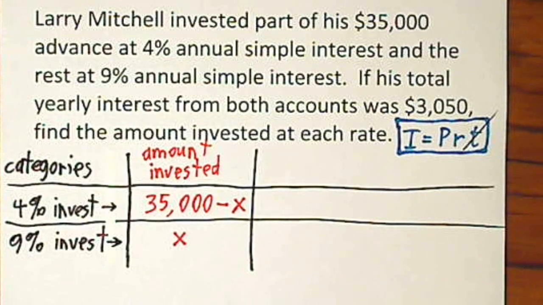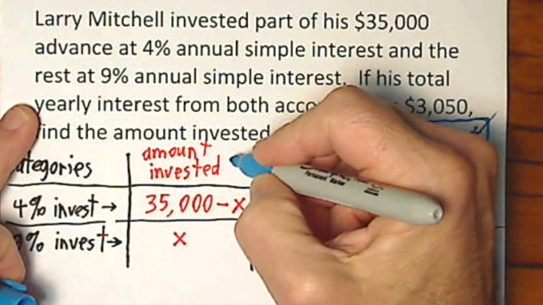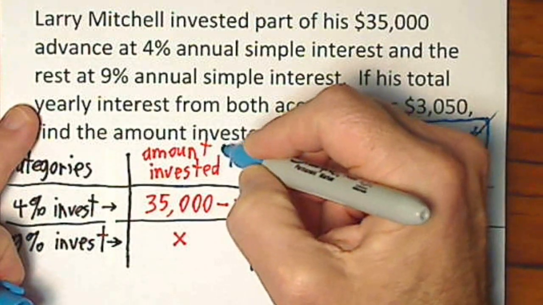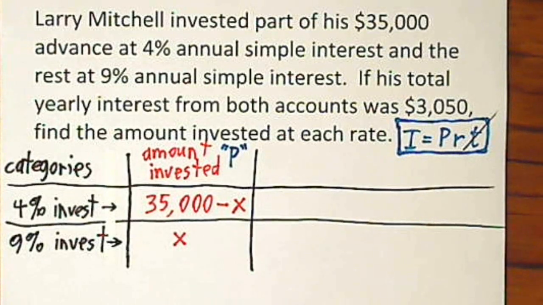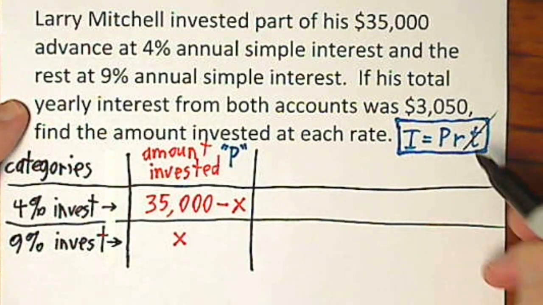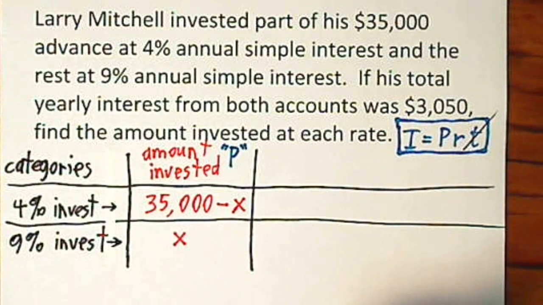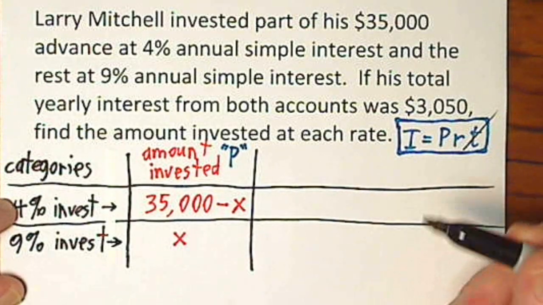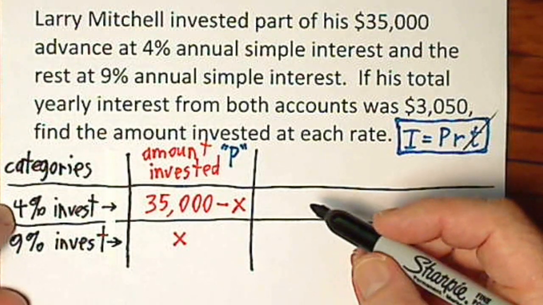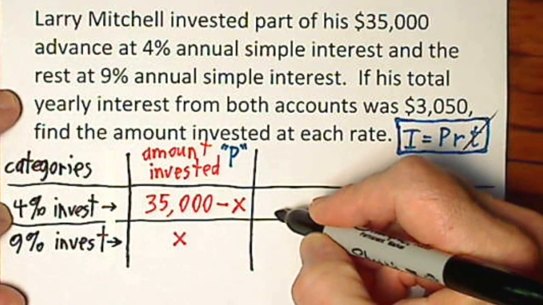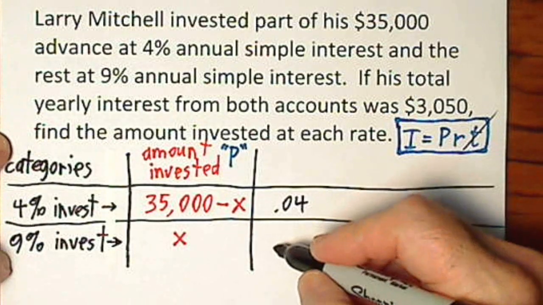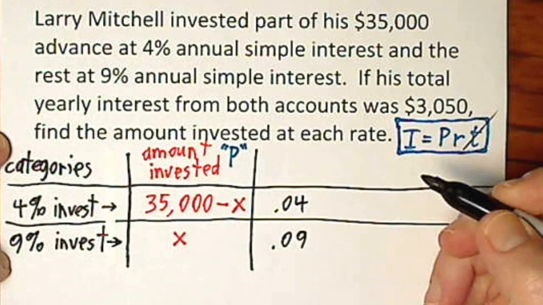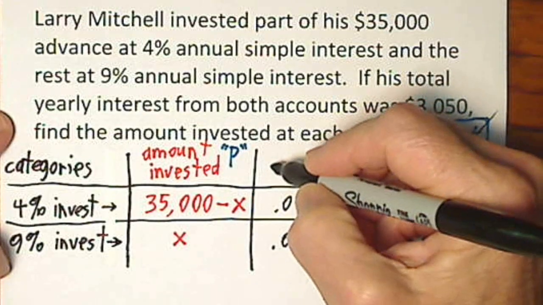Maybe I'll just put this here. I'll put the principal in quotations, all right? That's the principal. And then the rate, okay? We have our rates right here. But instead of writing 4%, I want to write this as a decimal. So that's 4 hundredths, and 9% is 9 hundredths, and this is the rate.